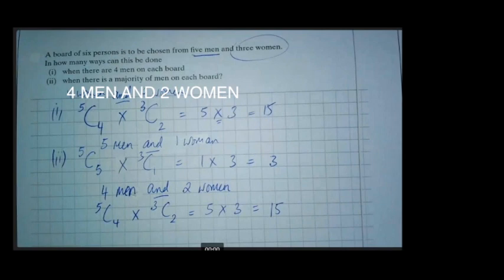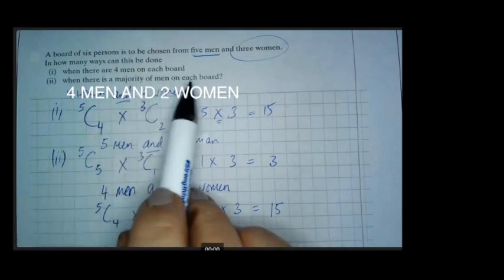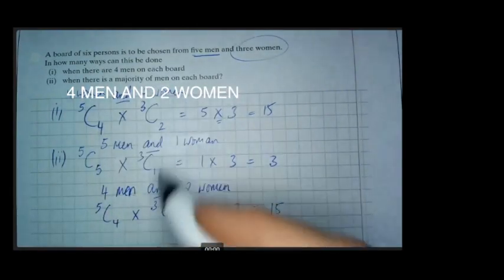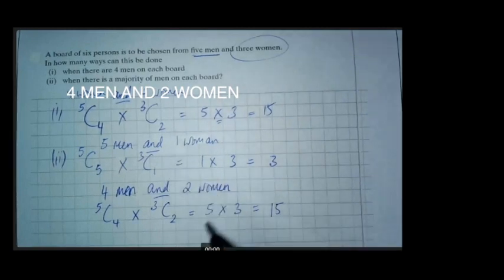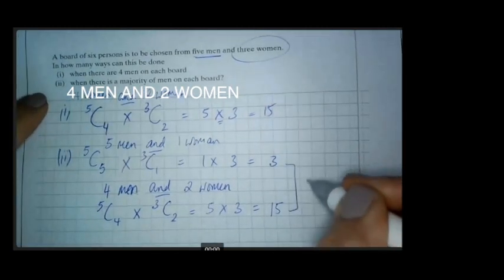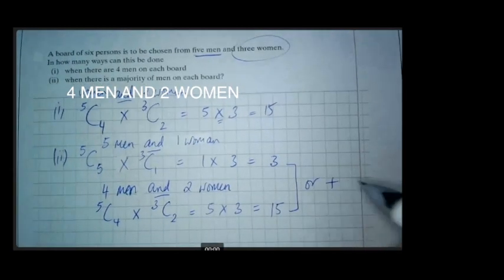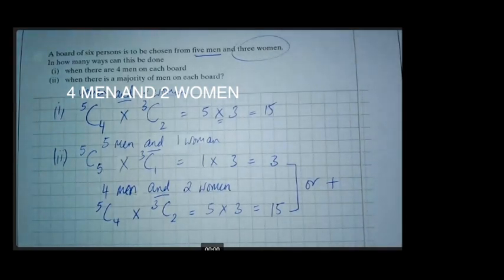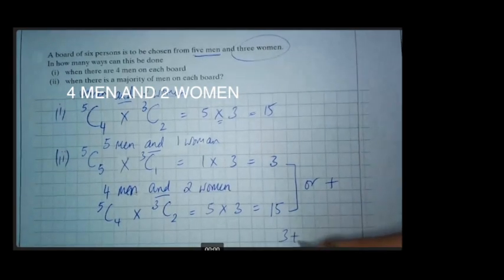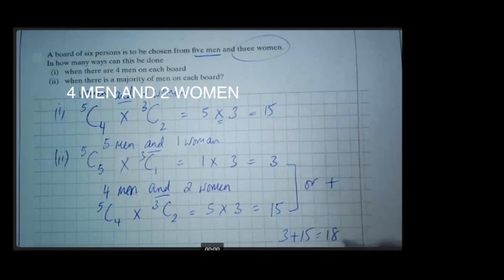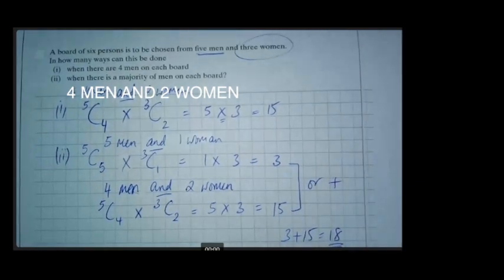And then if we were to think about 3 men, that means we'd need 3 women. That would not satisfy there being a majority of men on each board. So my 2 options are 5 men and 1 woman, or, which means we're going to add, 4 men and 2 women. So 3 add 15 then is 18 ways altogether.